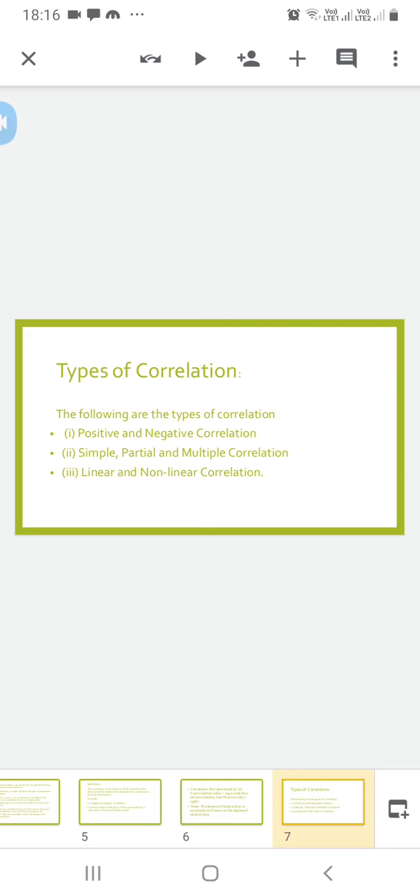Types of correlation. The following are the types of correlation: positive and negative correlation, simple, partial and multiple correlation, linear and non-linear correlation. These are the types of correlation.